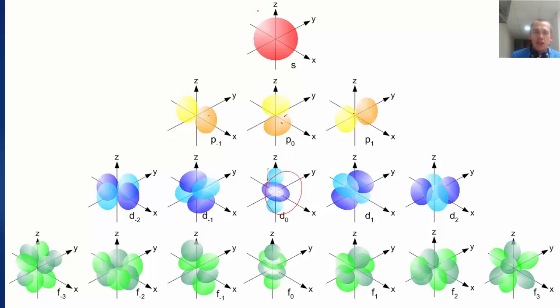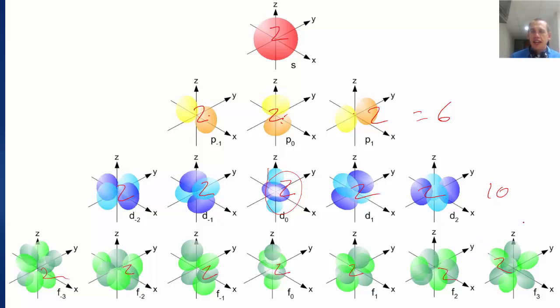So if you look, 2 electrons fit in any s orbital, 2 electrons fit in each p orbital, which gives us a total of 6 electrons. In the d orbitals, there's 2 in each one, which gives us a total of 10 electrons, and then 2 in each one of these, which gives us a total of 14 electrons.